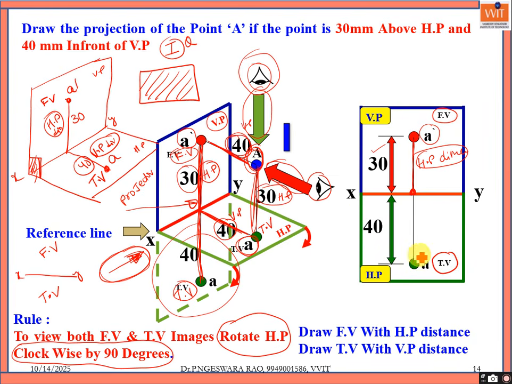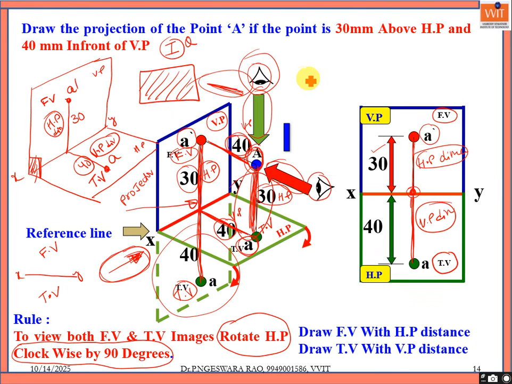Hence, to mark this top view below the XY line, take from the same point on the XY line and mark on the downside of the XY line, with the VP distance, because we are drawing the top view. Already I told you, when we are observing the top view we can see only the VP distance, whereas in the front view we can see only the HP distance. That is the reason you mark the top view with the VP distance, that is 40. So this is the solution we have to draw.